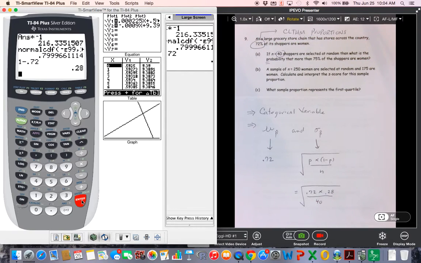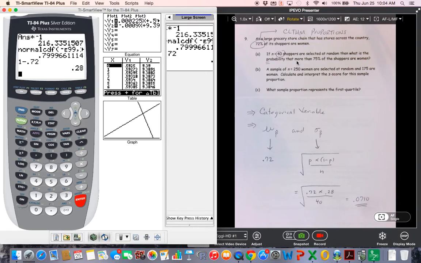All right. So I can go ahead and do the square root 0.72 times 0.28 divided by 40. Don't close that parentheses up until you get all the numbers in there. So 0.0710 would be the standard error. So that's the standard error. So gang, now we're ready to work the problem, right?